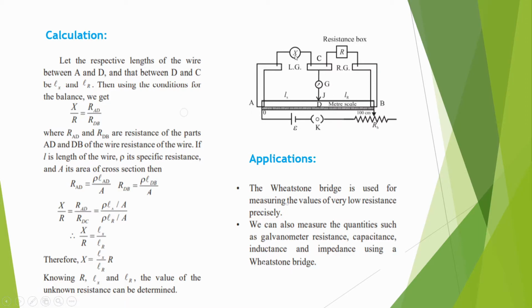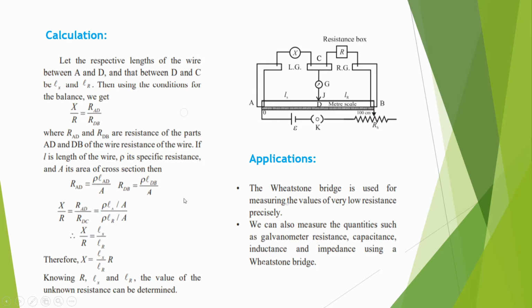So that is the first X, the second R, so X upon R. What is the third resistance? That is the resistance across the length LX, that is AD, and the fourth is across length LR, that is DB. So we get RAD upon RDB, where RAD and RDB are the resistances of the parts AD and DB of the wire.